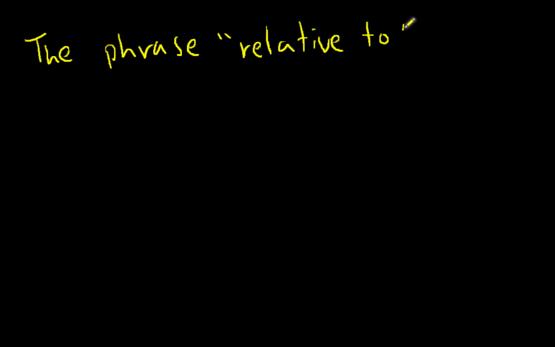In physics, we use the word relative to describe these different points of view. The term relative to in physics means from the point of view of.